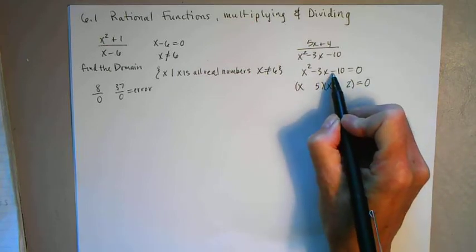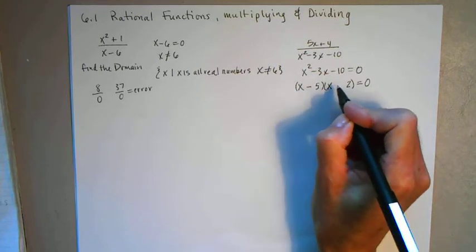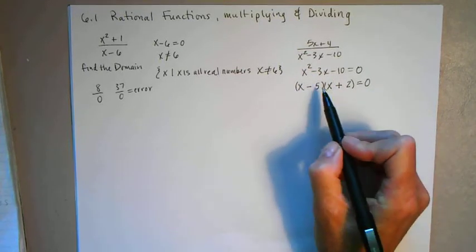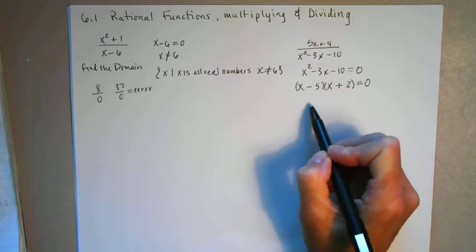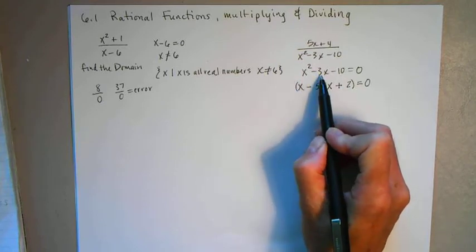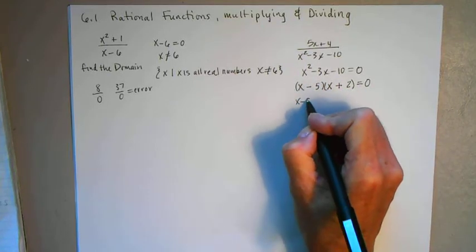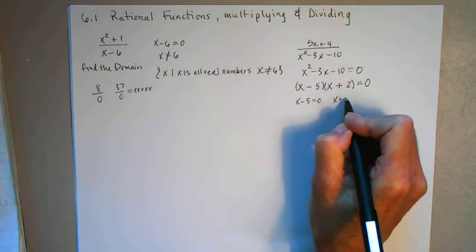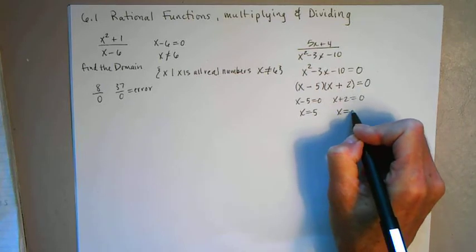I know one sign has to be positive and one sign has to be negative, and the biggest one has to be negative for my middle to be negative. So I have negative 5x and positive 2. Inside times the inside is negative 5x, outside times the outside is positive 2x. If I combine those, I get my middle term, negative 3x. So we know we've factored it correctly. Now I just take each factor, set it equal to 0 and solve, and we get x equals 5 and x equals negative 2.